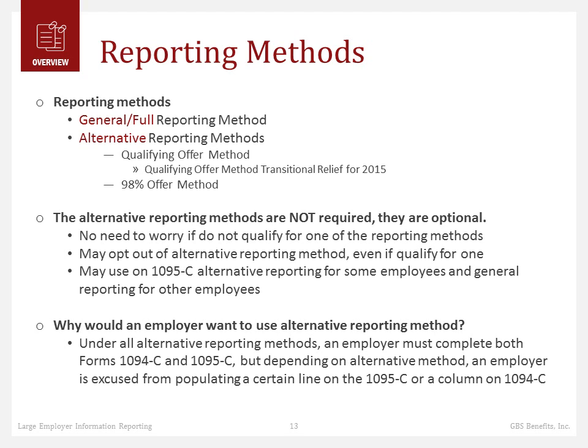Why would an employer want to use an alternative reporting method? Well, under all methods, whether it's general, full, or alternative, you still have to complete both the forms, the 1094C and the 1095C. Originally, we were thinking, well, does it excuse them from doing this at all? But what it does excuse you from, like I indicated before, is a specific line or a specific column on one of the forms, and these specific lines and columns are kind of a pain to have to populate because of the information you have to gather. So we'll talk about that more in detail in a bit.